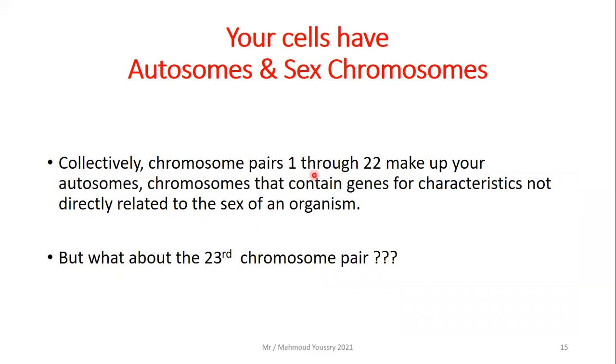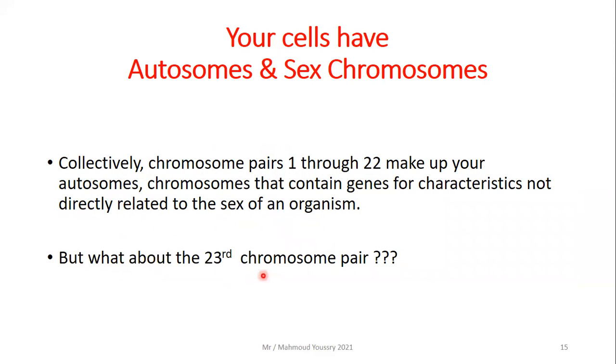Collectively, chromosome pairs 1 through 22 make up your autosomes, chromosomes that contain the genes for characteristics not directly related to the sex of the organism. So again, chromosome pairs 1 through 22 make up your autosomes. These are the chromosomes of your body cells that contain genes for characteristics not related to the sex of the organism.